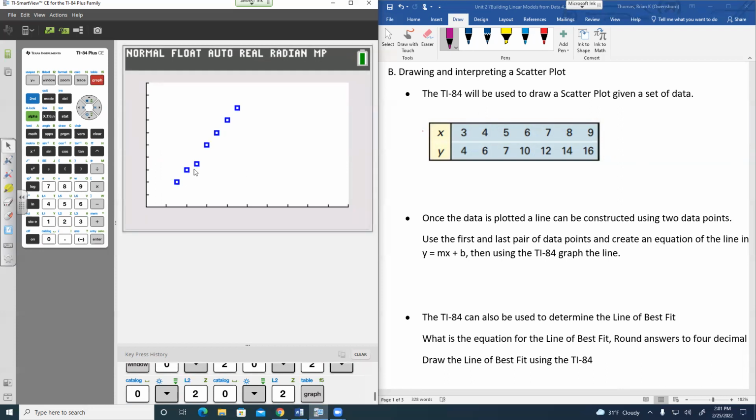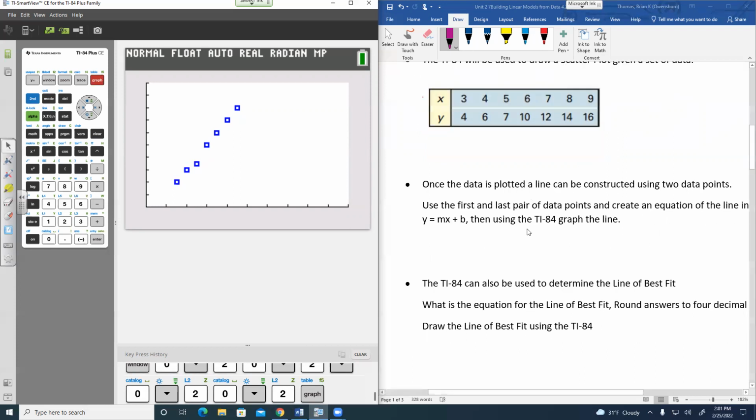I have now 1, 2, 3, 4, 5, 6, 7 data points. So I have the graph sketched there. That is what we call a scatter plot. Now, does this data look like it would be linear, if you will? This graph looks very linear, doesn't it? So this data would represent a linear function.